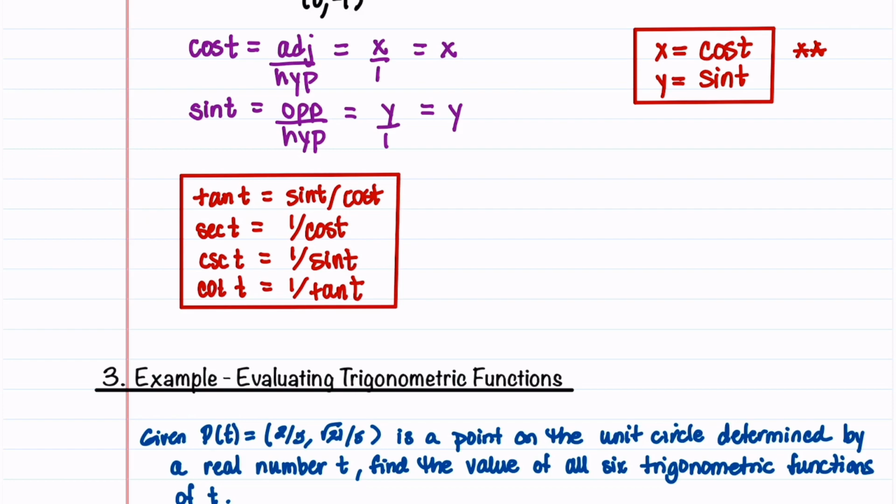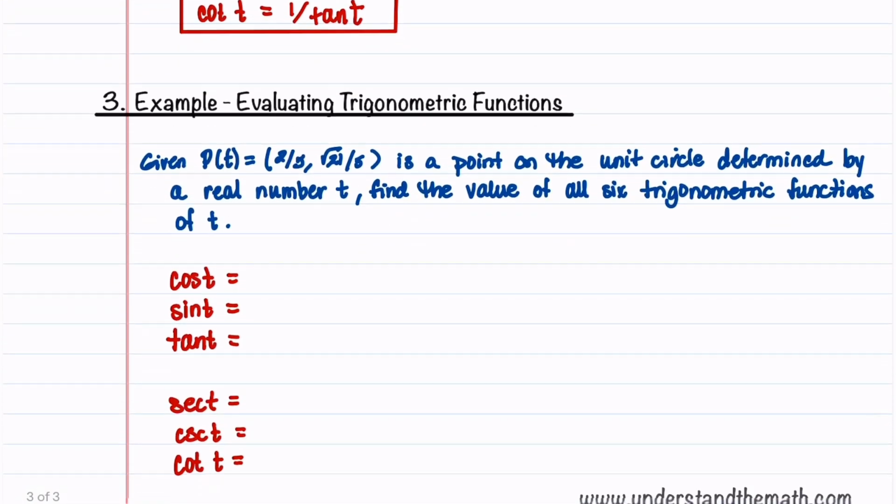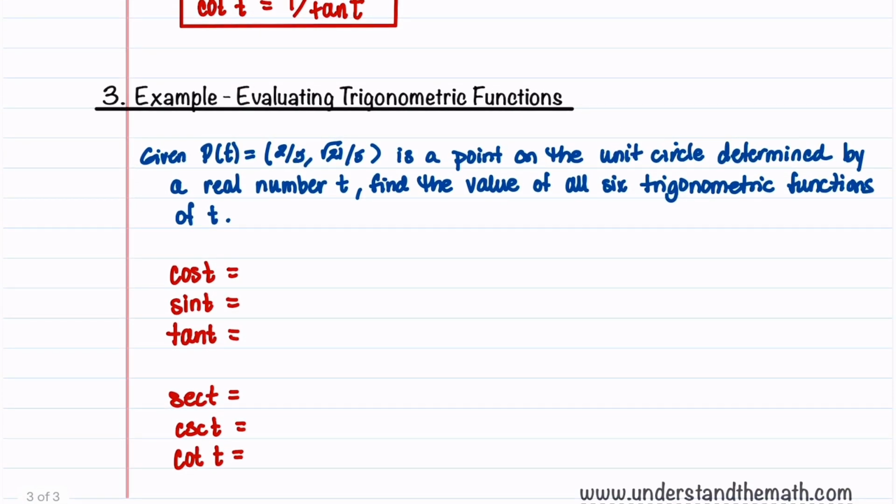We'll now look at an example where we're given a point on the unit circle and we need to find the value of all 6 trigonometric functions. Given P of t is equal to 2/5, comma, the square root of 21 over 5, is a point on the unit circle determined by a real number t. Find the value of all 6 trigonometric functions of t.